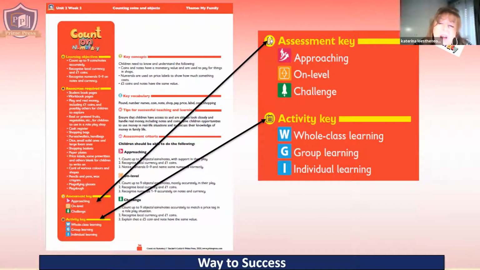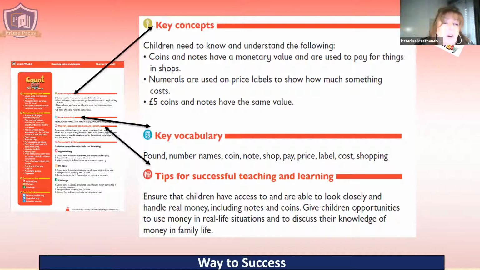And then there are different types of activities, and this is the activity key here. There are 3. There's the whole class learning, there's group learning, and then there's individual learning. So all the activities are labeled with the assessment keys, the different types of things, and the different types of activities. You have a list of the key concepts here, the key vocabulary, and the tips for successful teaching and learning.